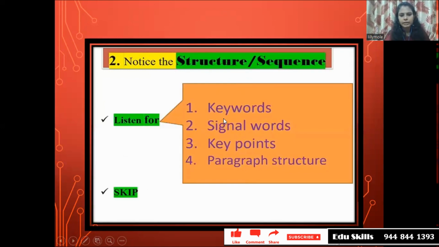So listen for keywords. If there is any modal word or anything else, we just note the keyword. Then signal words. Then key points on paragraph structure. If you did not understand, skip that one. Don't stick on that question.